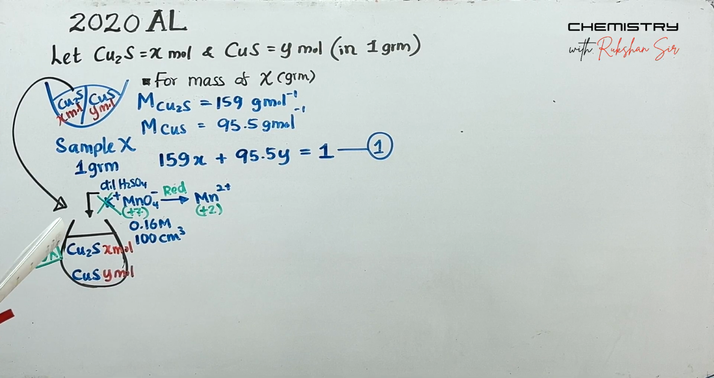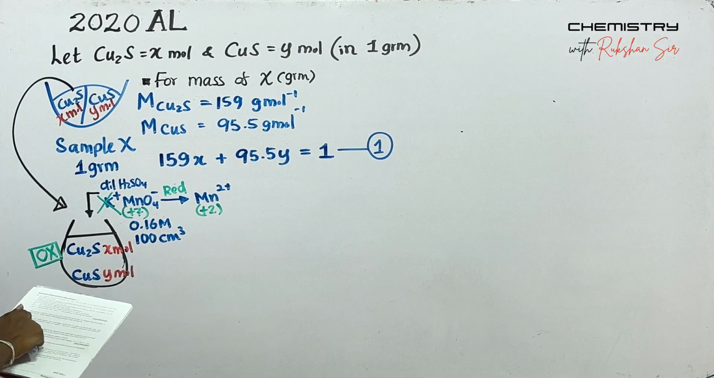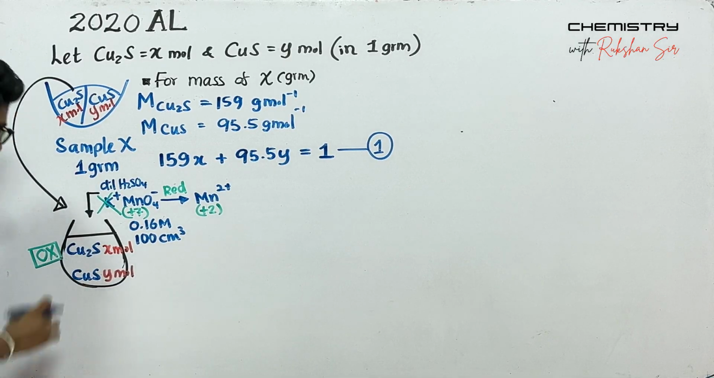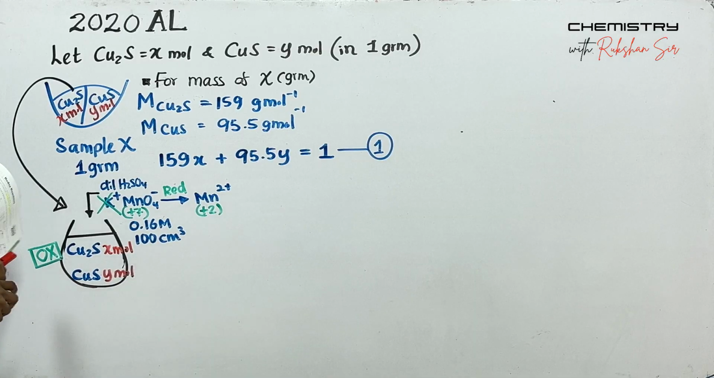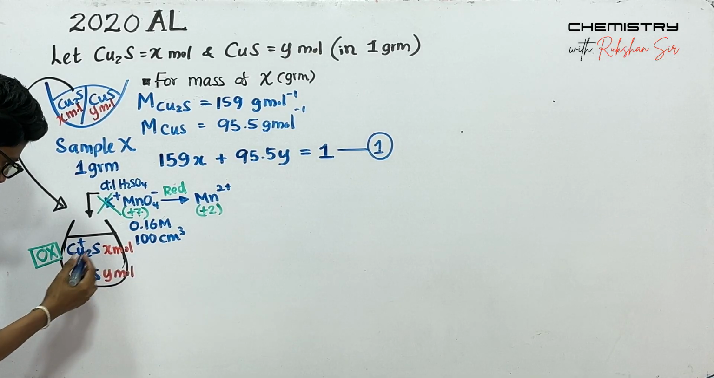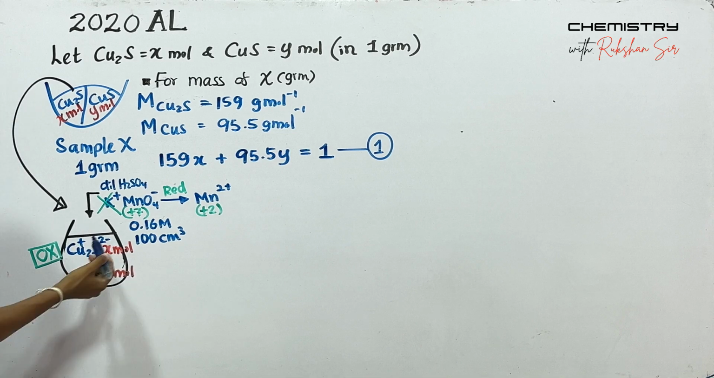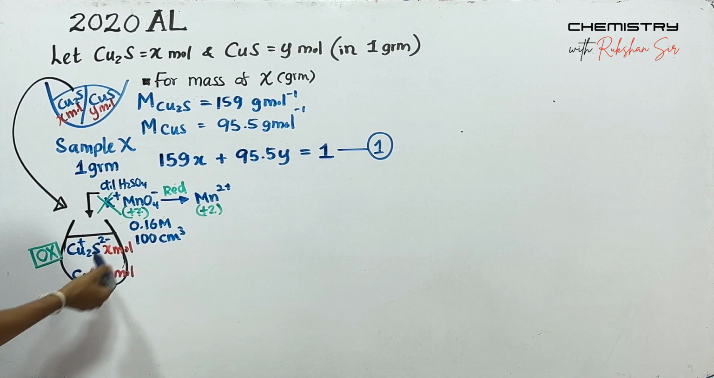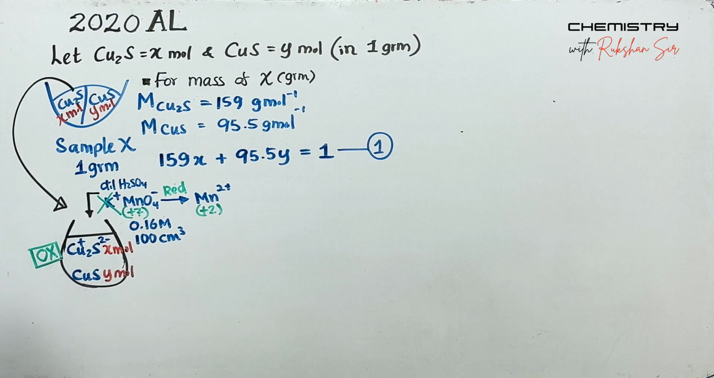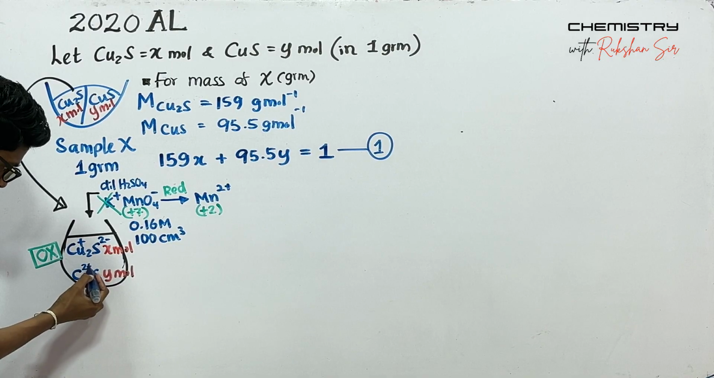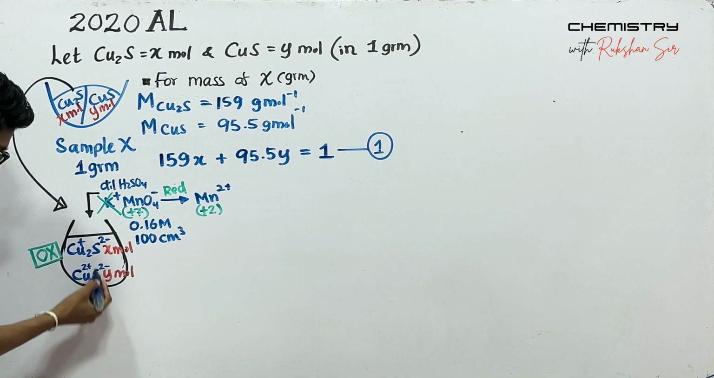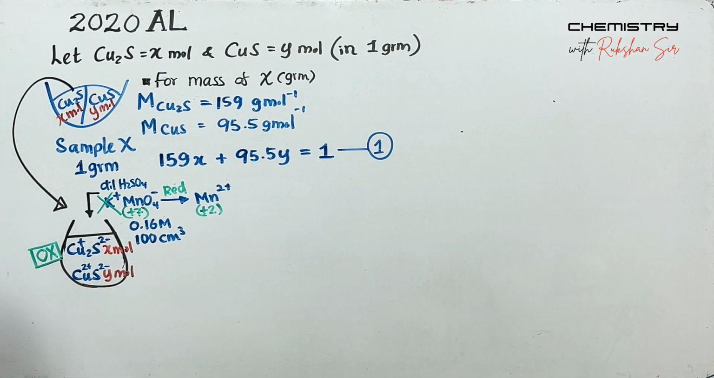So here you have the copper plus 1 ion and the S2 minus ion, right? If you consider the charges of these ions, this is copper plus 1 and this is S2 minus. That is why the formula looks like Cu2S. When it comes to CuS, the two ions are copper 2 plus and S2 minus. That is why the charges cancel off to give you this formula.